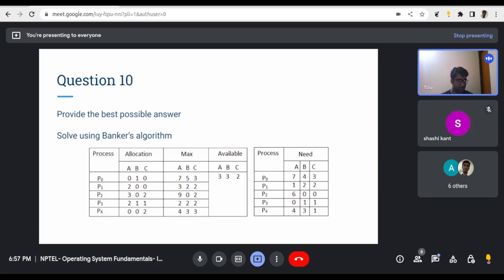Okay, P2 is not true. So we have 5, 3, 2 in between. P2 requires 6, 0, 0. So P2 cannot go on to execute, right? So check the need of P2. It is 6, 0, 0. After completion of P1, we have 5, 3, 2. So 5 is not less than 6, right? So P2 cannot complete. According to my calculations, P3 will complete next.